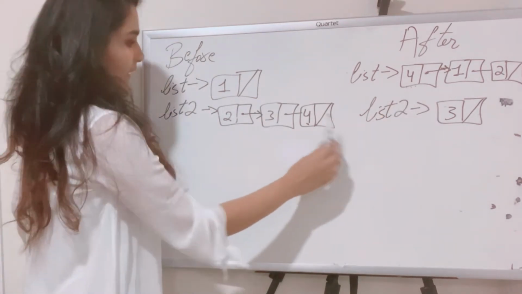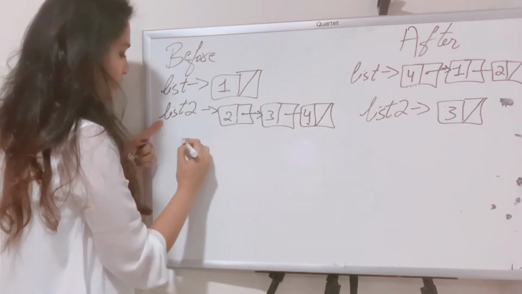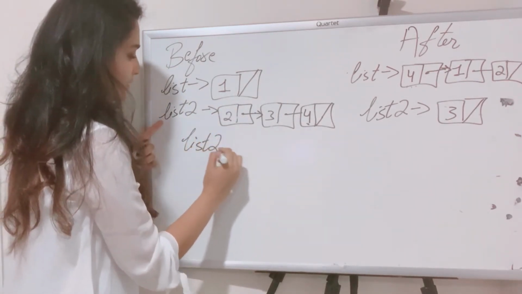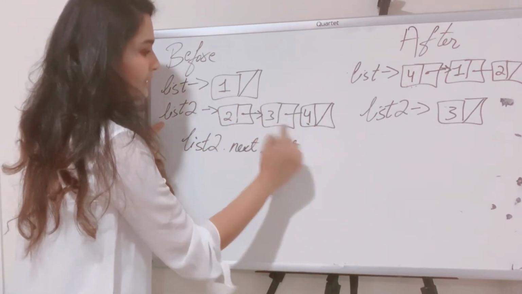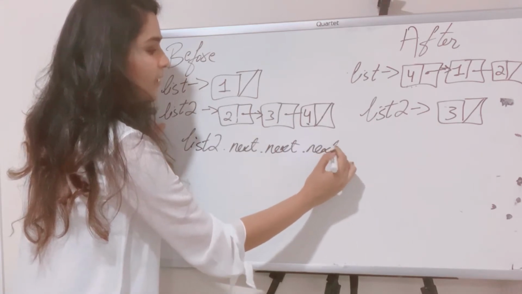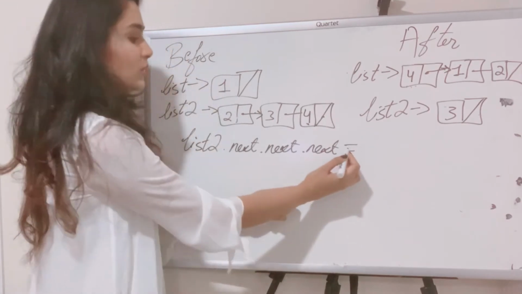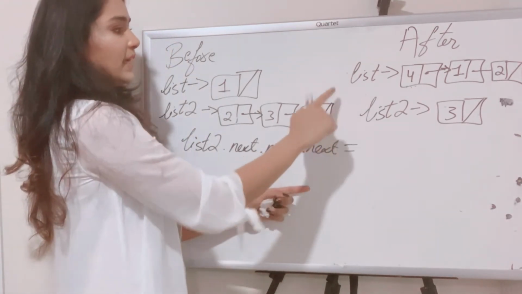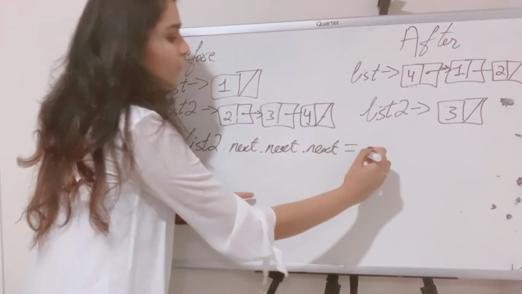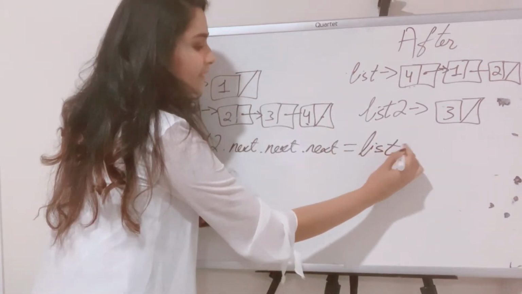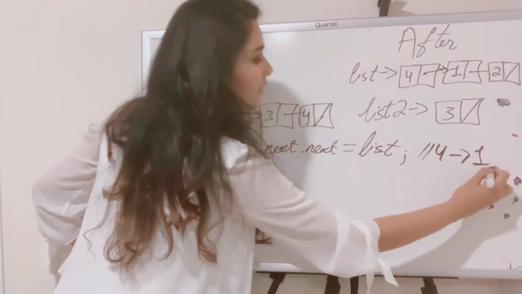So how do we make this 4 point at 1? We will write list2 dot next, one more dot next, and one more dot next, because you have to come to this address and then make it point somewhere, equals to. And who knows the address for 1? List knows the address for 1, so it will be equals to list and semicolon. At this point, your 4 is pointing at 1.